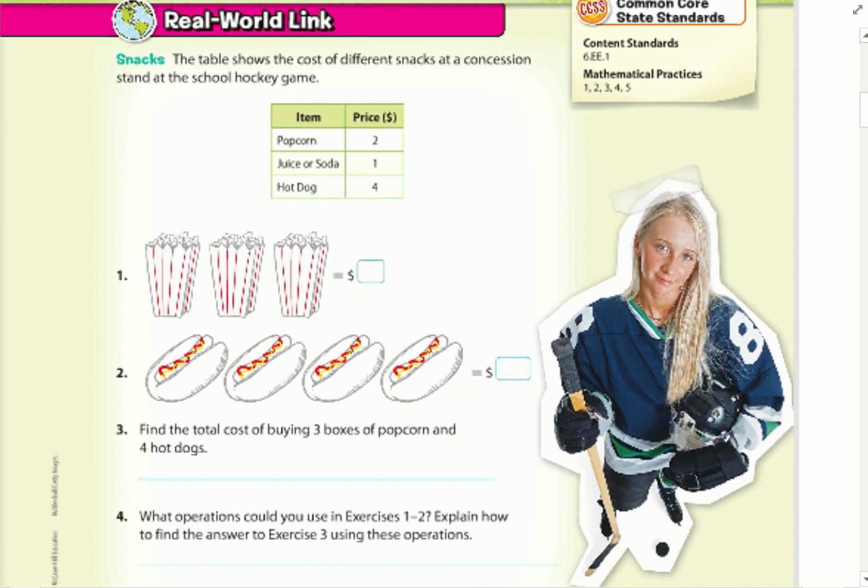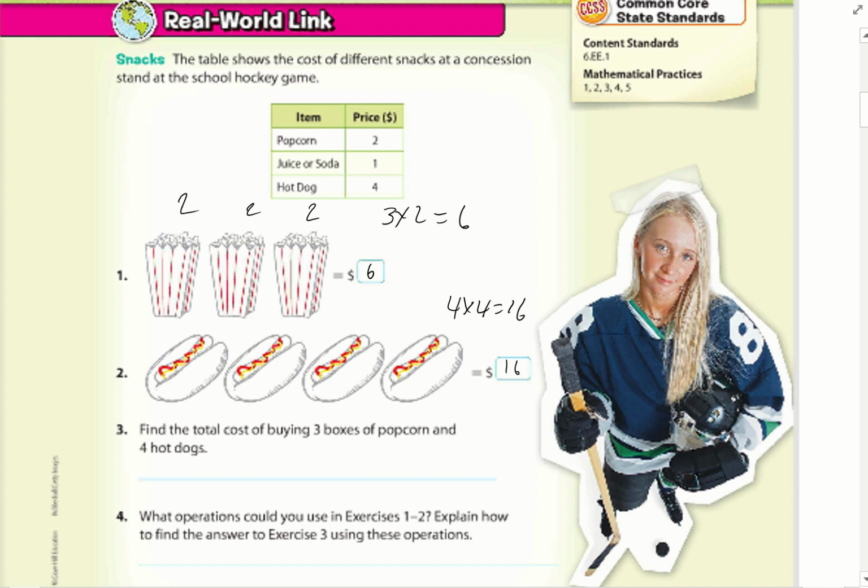Real world link. The table shows the cost of different snacks at a concession stand at the school hockey game. So if we get 3 popcorns, it's going to be $6. 4 hot dogs is going to be $16. I'm doing this because popcorn is 2, so it's 2, 2, 2. So it's 3 times 2 equals 6. And then this is going to be 4 times 4 equals 16.